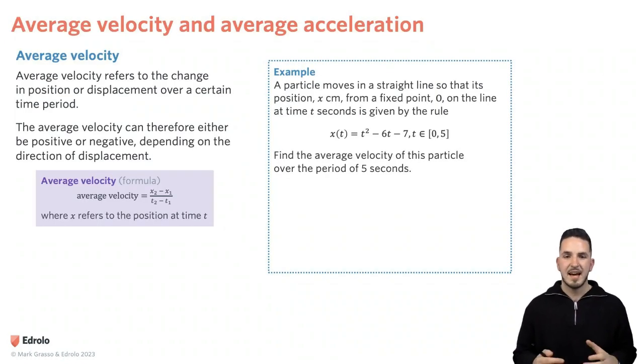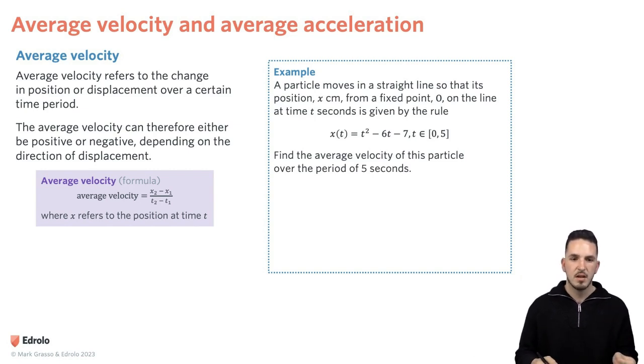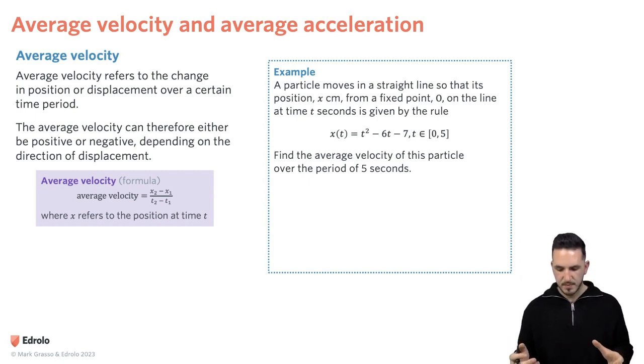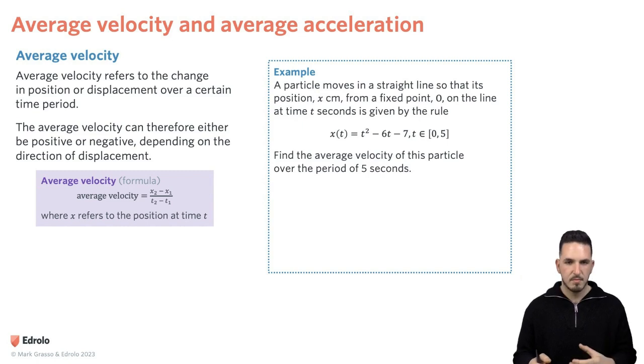Average velocity and average acceleration. The average velocity refers to the change in position or displacement over a certain period of time. So the average velocity can therefore be either positive or negative, depending on the direction of the displacement. The average velocity formula is essentially position 2 minus position 1, so x2 minus x1, divided by time 2 minus time 1. Very similar to another formula that you may recall, the gradient.